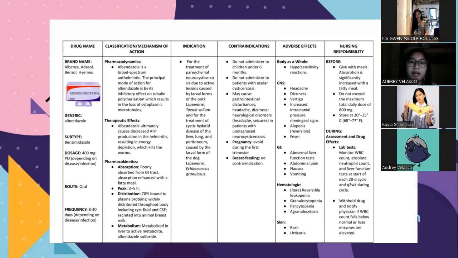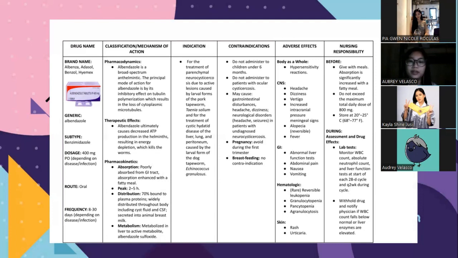Pharmacodynamics: albendazole is a broad-spectrum anthelmintic. The principal mode of action of albendazole is its inhibitory effect on tubulin polymerization, which results in the loss of cytoplasmic microtubules. As for therapeutic effects, the drug ultimately decreases ATP, or adenosine triphosphate, production in the helminths, resulting in energy depletion, which kills the worm. So it decreases the energy of the worms.